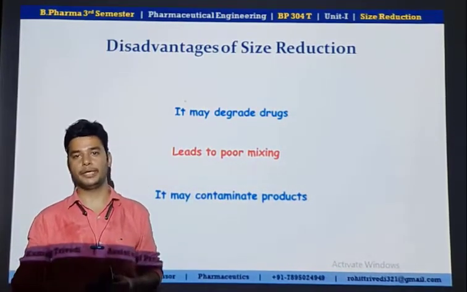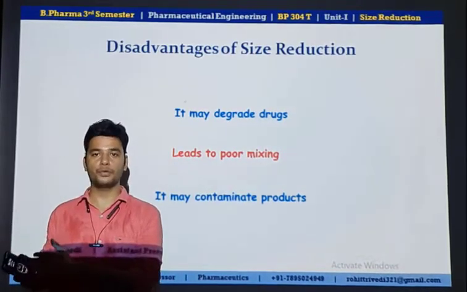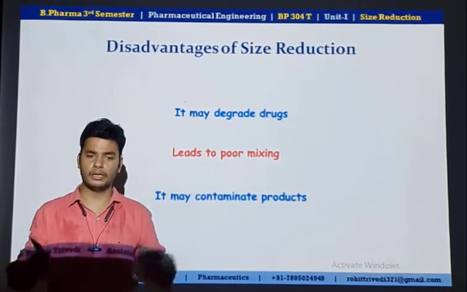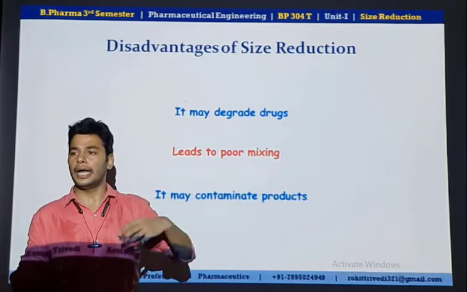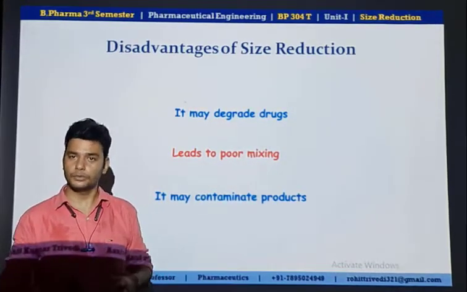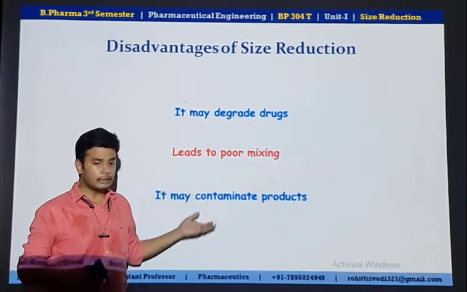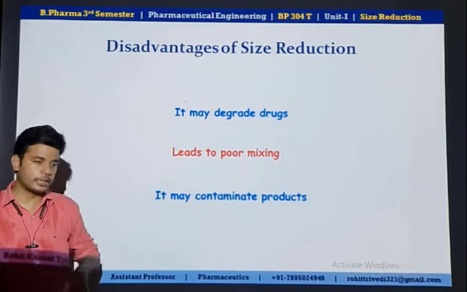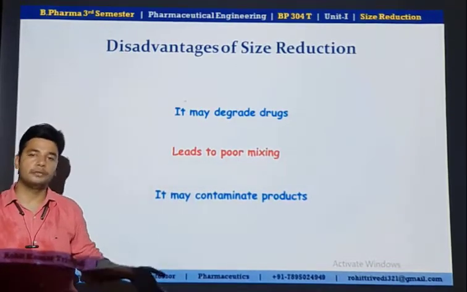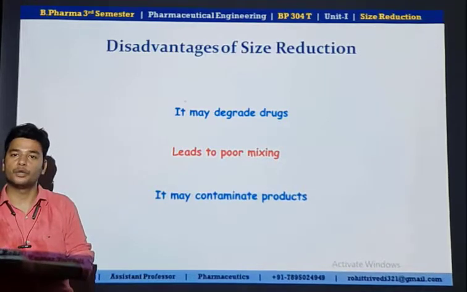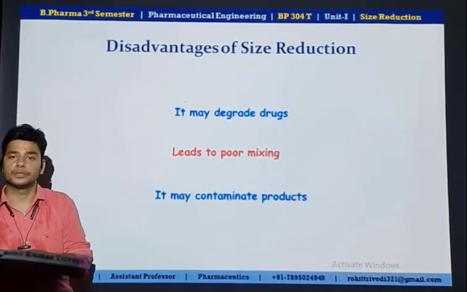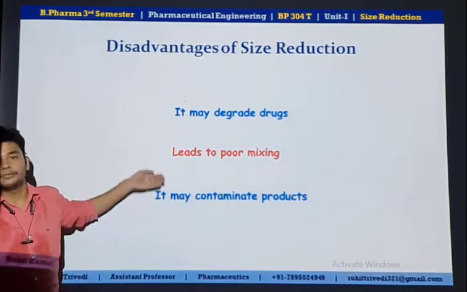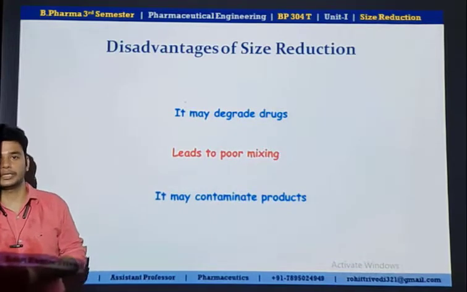It will be contaminated, meaning if the machinery is not of good quality, a few materials may come off during the process of size reduction, as we are using several impacts, forces, frictions and compression. So there may be chances that material is taken off from the machinery, and that particle will be incorporated in our sample that we are going to reduce in size. Then the sample ultimately may be contaminated. So these are a few disadvantages of the process of size reduction.